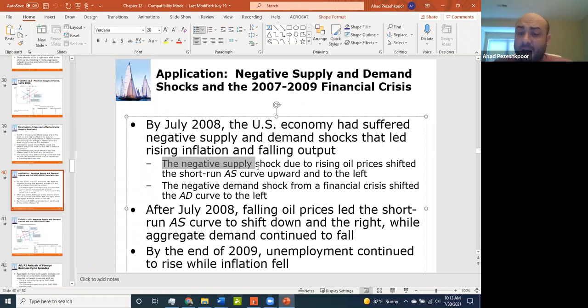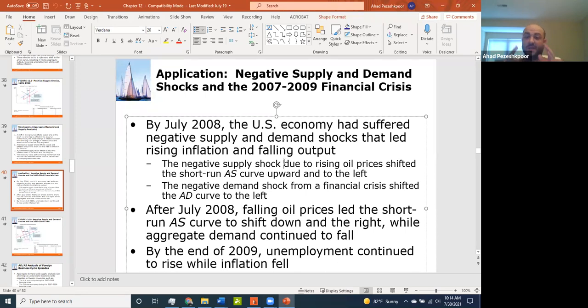The negative supply shock due to rising oil prices. Oil prices in 2008 were like $120 per barrel. It was unbelievably high, just before the Great Recession, which made things even worse. So it shifted the short-run aggregate supply curve upward and to the left. The negative demand shock from a financial crisis shifted the aggregate demand curve to the left.